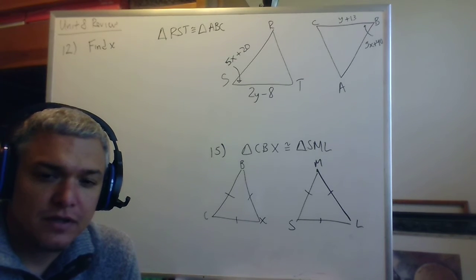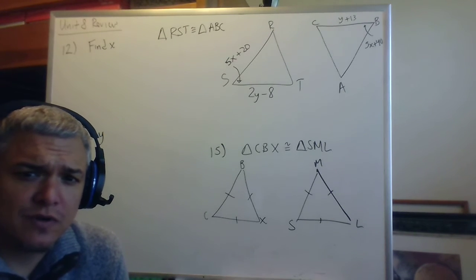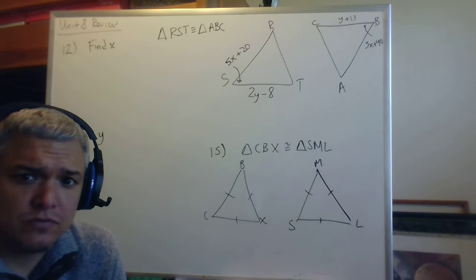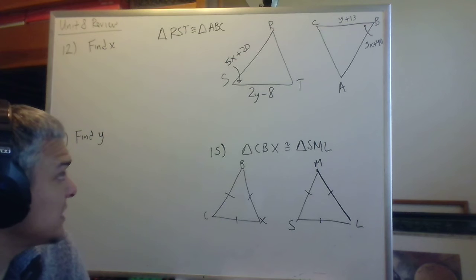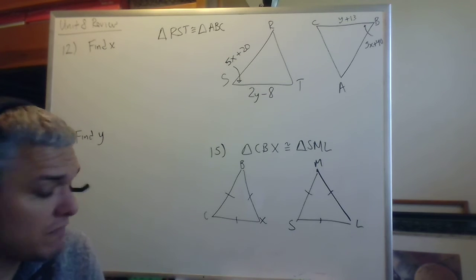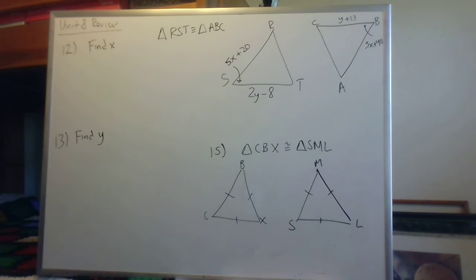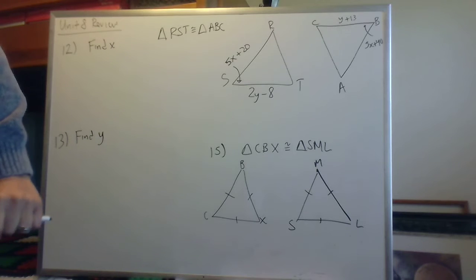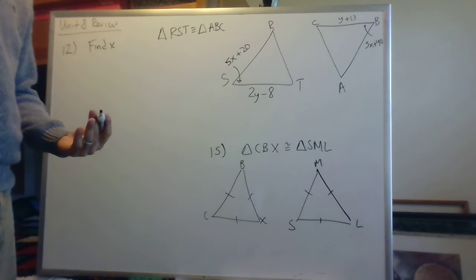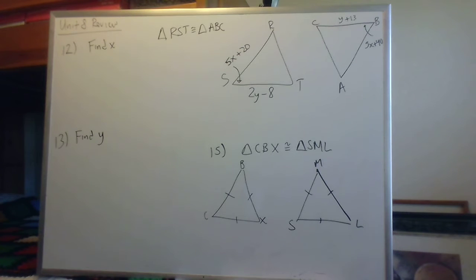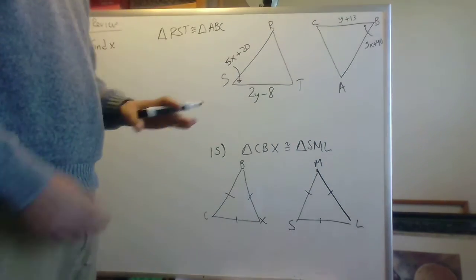Hello again. We are going to continue on Unit 8 as review. We're going to look at problems 12, 13, and 15. For some reason, it skips number 14, because I think it's just based on the problems in the packet. Anyways, let's continue on. So for number 12 and 13, we're looking at these two triangles.